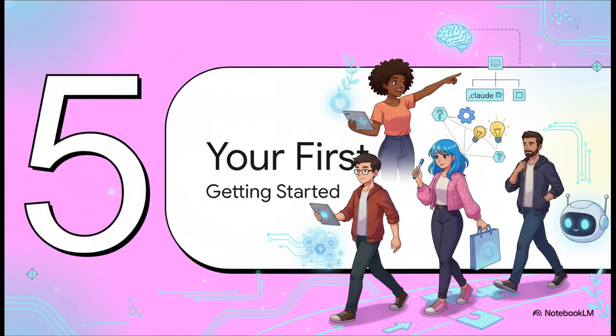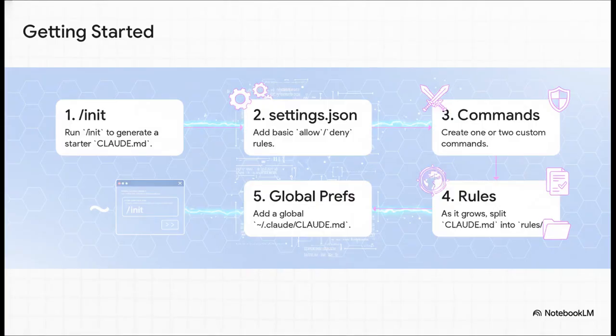Okay, I know that was a ton of information. So you might be thinking, where do I even start? Don't worry. Let's walk through a super simple 5-step game plan to get you up and running. Here are 5 steps that I found work really well. Number 1, just start simple. Run the /init command, and it'll generate a starter CLAUDE.md for you. Step 2, right away add a settings.json file with some basic allow and deny rules. Just get those guardrails in place. Third, think about what you do all the time and create 1 or 2 custom commands for those common workflows.